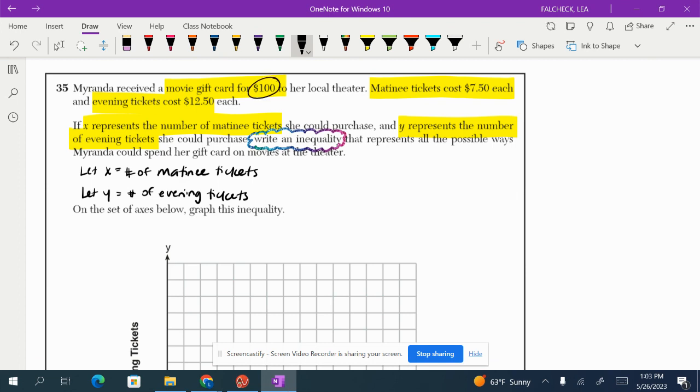So $100 is going to be the total amount of money. And the amount that she spends has to be less than or equal to that gift card, right? You can't go over the amount of your gift card if you're spending money from it. So she could buy X number of matinee tickets for $7.50 each, and she can buy Y number of evening tickets for $12.50 each. So that would be my inequality.